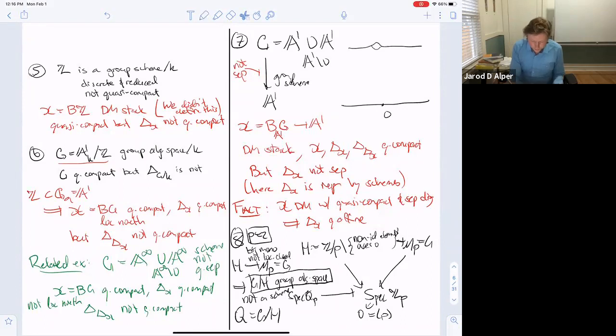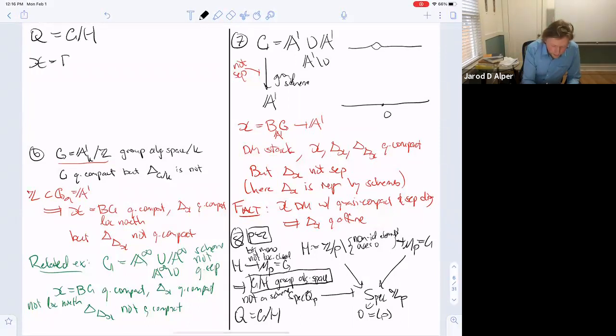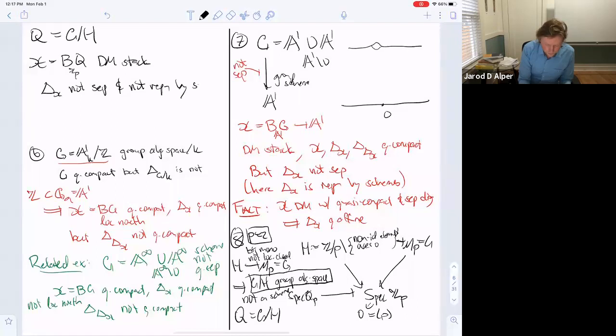I'm just going to erase over here. So we had up here Q equals G mod H. We haven't proved this, but you could take the classifying stack of Q, again over Z mod P. And what you get is a DM stack, and the diagonal is not separated and not representable by schemes. But the diagonal is quasi-compact. Anyway, just another example to keep in mind.